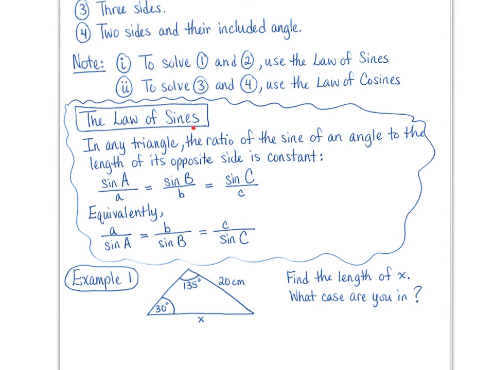The law of sines says in any triangle, the ratio of the sine of an angle to the length of its opposite side is constant. So sine of capital A over little a is equal to sine of capital B over little b, which is equal to sine of capital C over little c. Equivalently, you can write the sides on top of the sine of the angle.